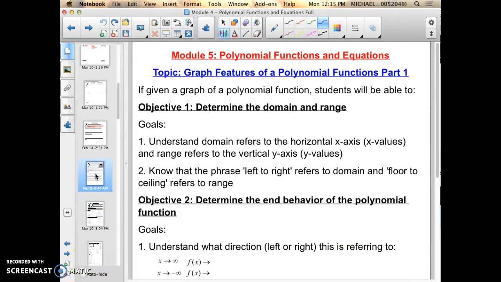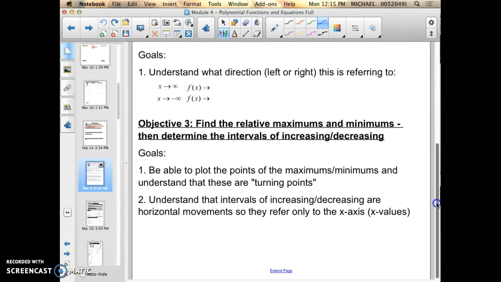Alright, in this video, I am going to work through Objective 3, finding the relative maximums and minimums, and then determining the intervals of increasing and decreasing. So the goals when working through this objective is you should be able to plot the points of the maximum and minimums, and understand that these are what's called turning points, and then understand that intervals of increasing and decreasing are horizontal movements, so they're left to right, and it refers to the x-axis and the x values.